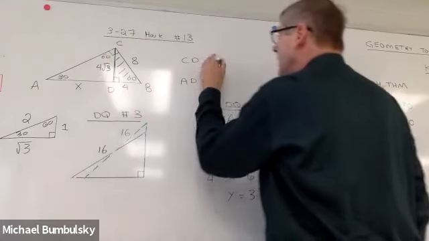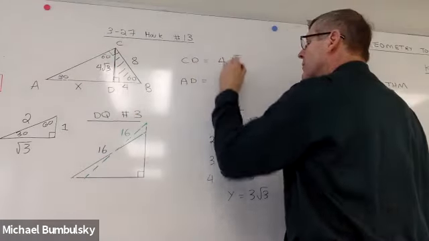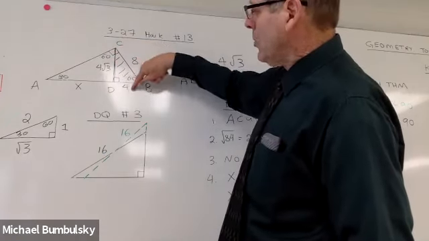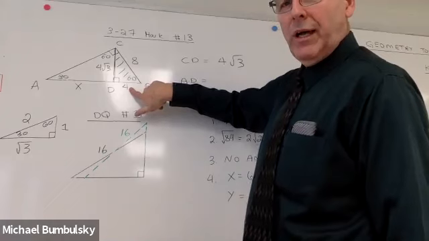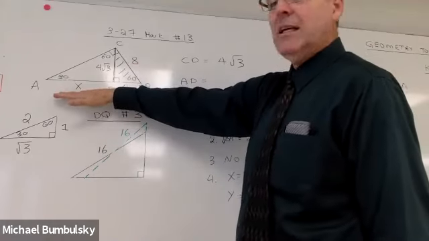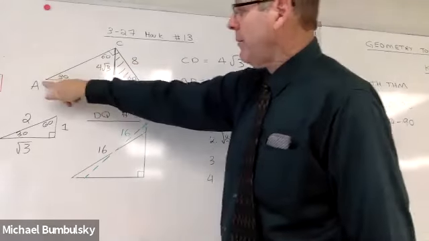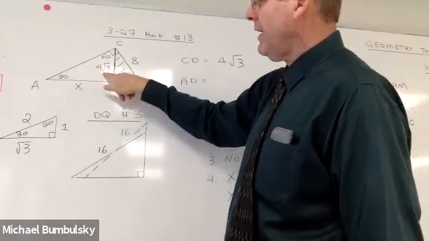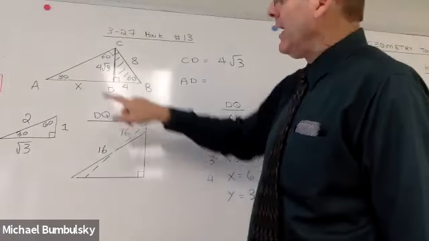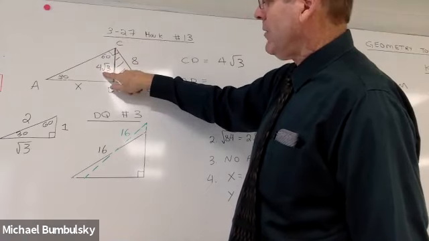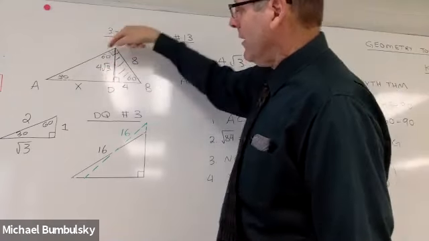So CD is 4 times the square root of 3 because the long leg is always the square root of 3 times bigger than the short leg. So would everybody agree with that? Now notice I haven't gotten AD yet. My goal is to be able to find AD, but I couldn't go right to finding that. I had to find this first. Because now that I know this, CD is 4 radical 3, look at the white triangle.